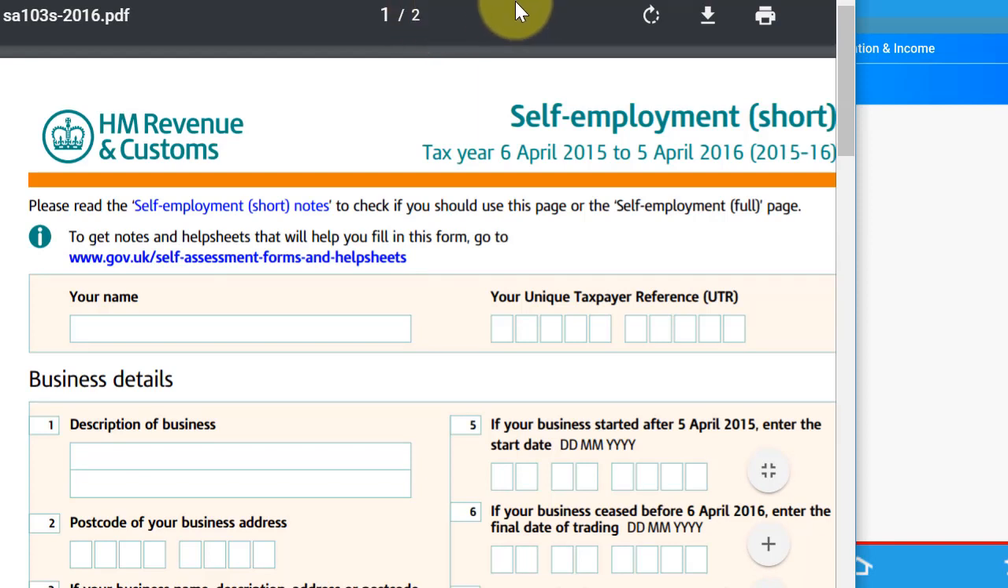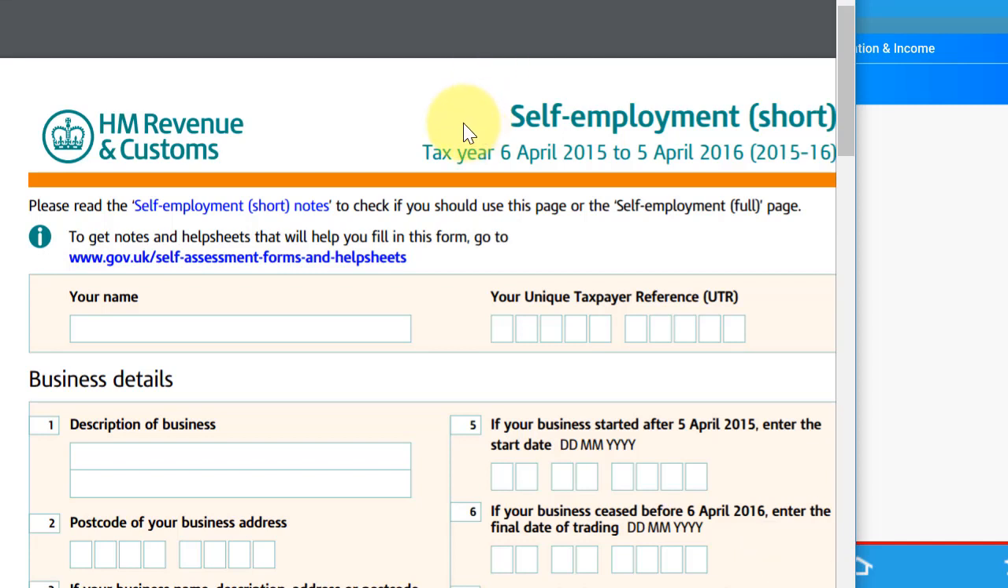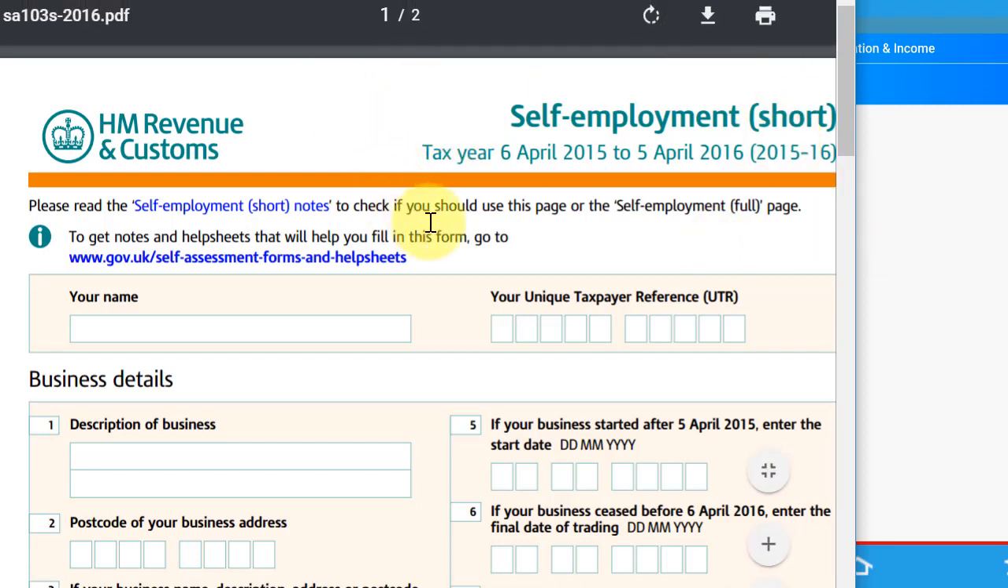Well, what we have here is the SA103, which is the short tax return for the self-employed. Now remember, this course is based on self-employment, and that in particular refers to the sole trader. And the difference between this self-employed and the sole trader we look at for accounts trainees is that this is the short version. Accounts trainees are prepared to handle and manage the full version of the tax return. So in the UK, this is what should be prepared.